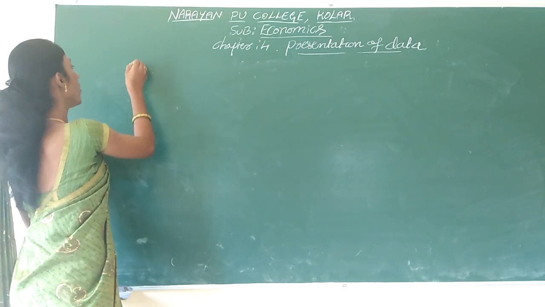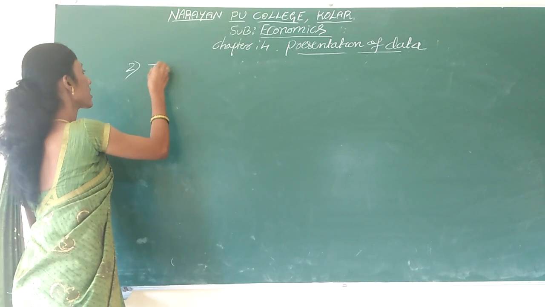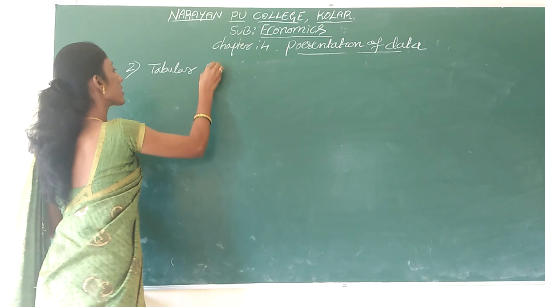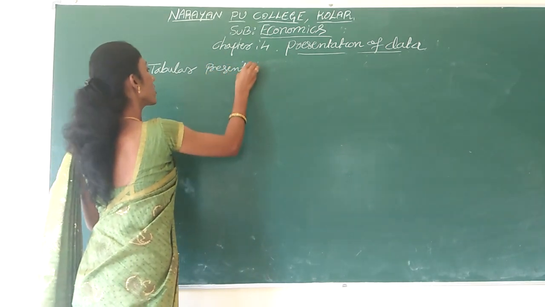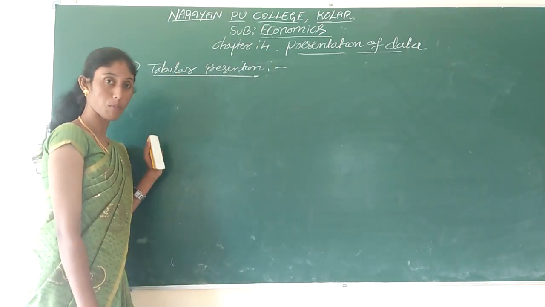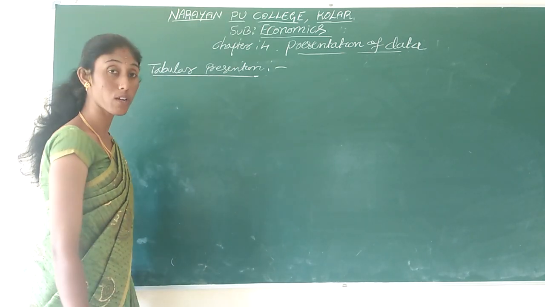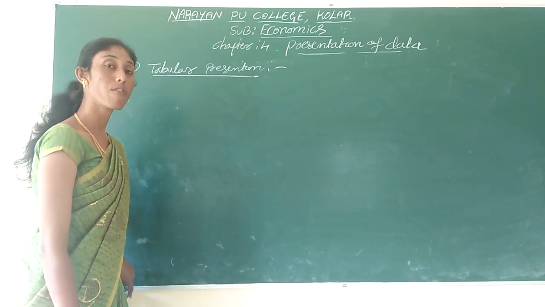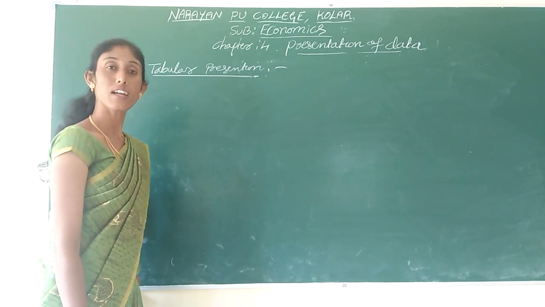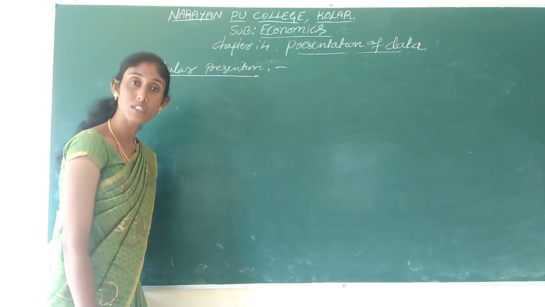The second type of presentation of data is tabular presentation. I think all of you are well known about the table, right? What do you mean by table first? Before knowing the tabular presentation, first we need to know the meaning of table. A table contains rows and columns.